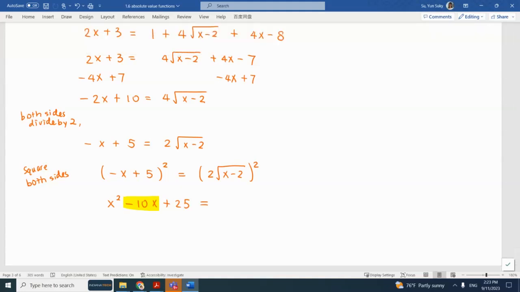Okay, on the right, what is 2 squared? 2 squared is 4. And do you see the square root and the square cancel? Yeah. And we have a parenthesis. So don't forget the parenthesis. This is another common mistake. Almost there.